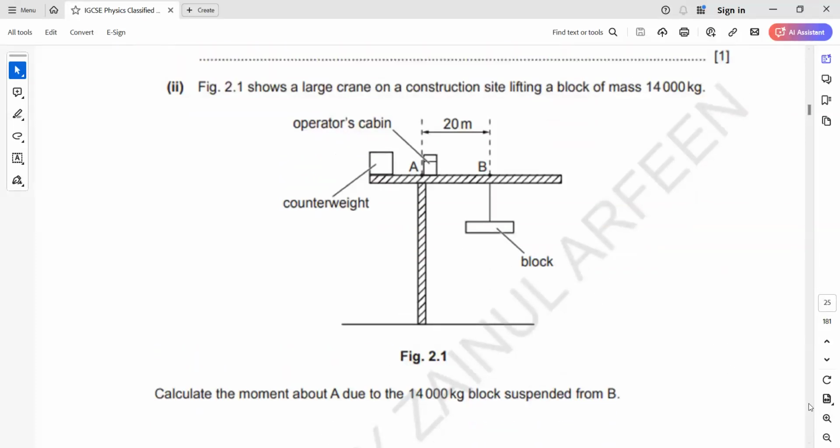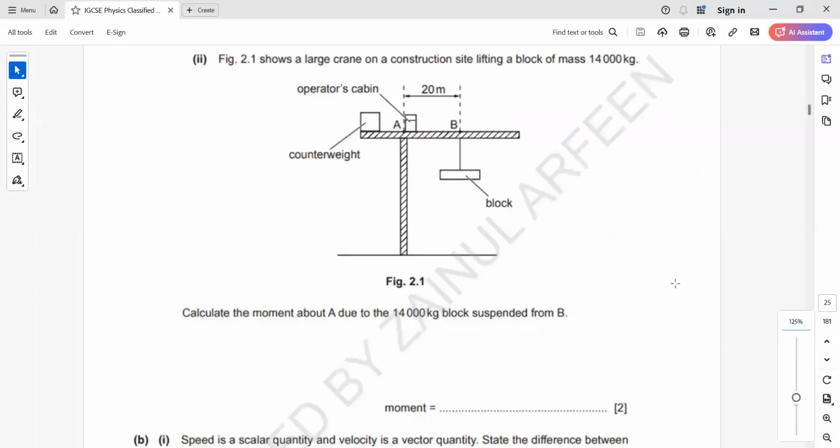Figure 2.1 shows a large crane on a construction site lifting a block of mass 14,000 kg. The counterweight is there. Calculate the moment about A due to the 14,000 kg suspended from B. When they say about A, this point is the pivot.